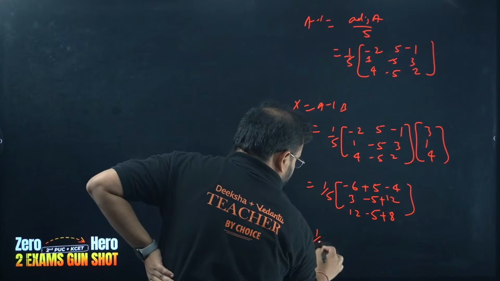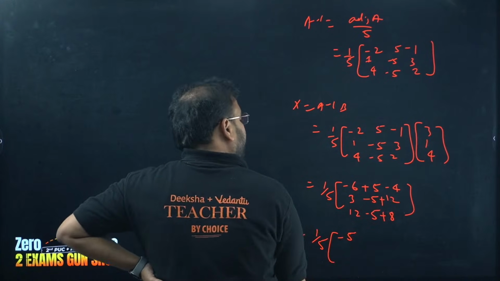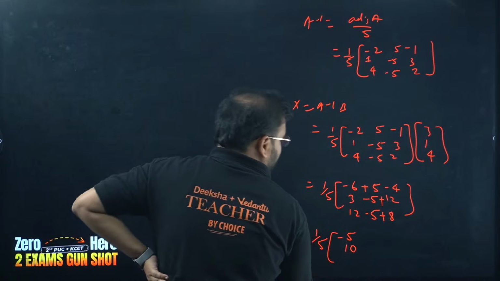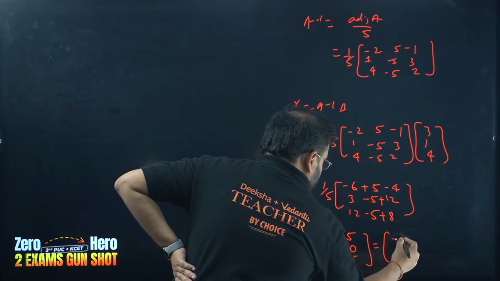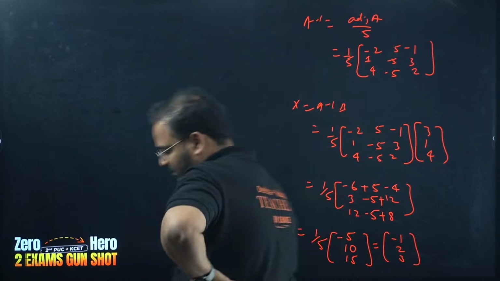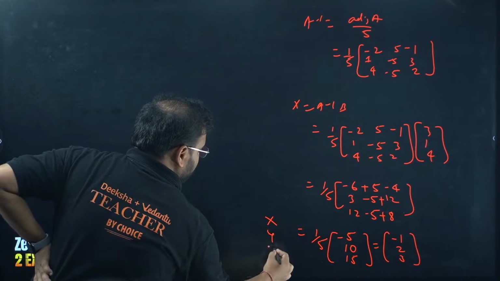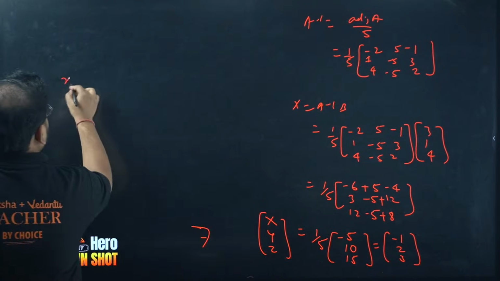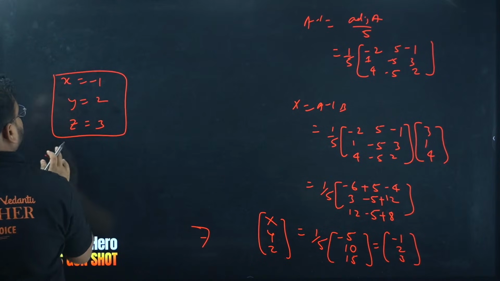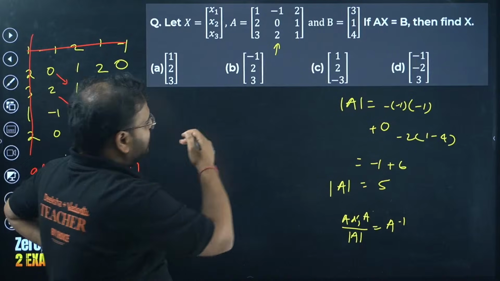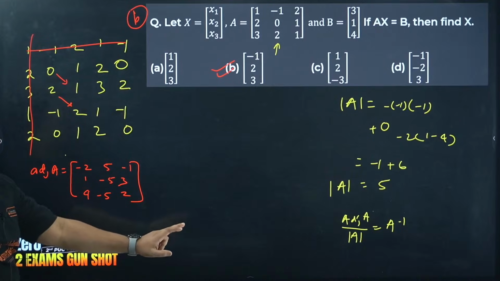So it gives me 1 by 5. This is minus 10 plus 5 is minus 5. We have 15 minus 5, which is 10, and 20 minus 5 is 15. So values are minus 1, 2 and 3. That's the value of my x, y, z. So your x comes out as minus 1, y is 2 and z is 3. Option is B.